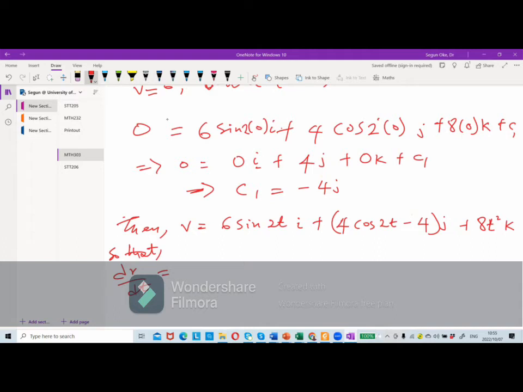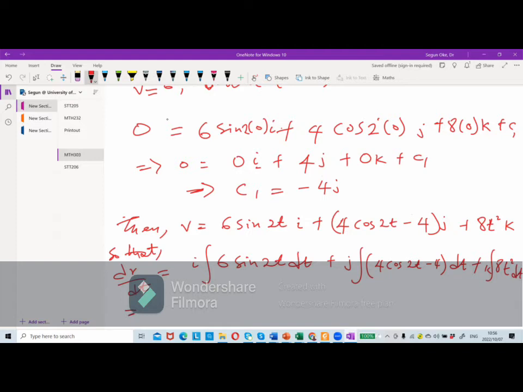I'm going to integrate v, sir. Yes. So when you integrate it, what do you have? You have i times the integral of 6 sin 2t dt, plus j times the integral of (4 cos 2t minus 4) dt, plus the integral of k times 8t squared dt.